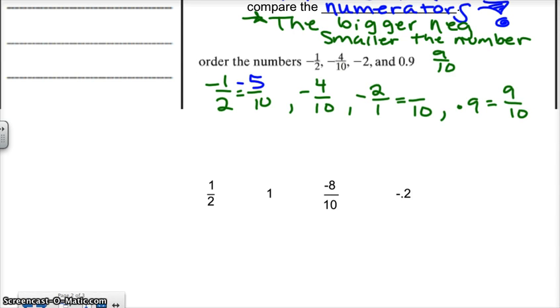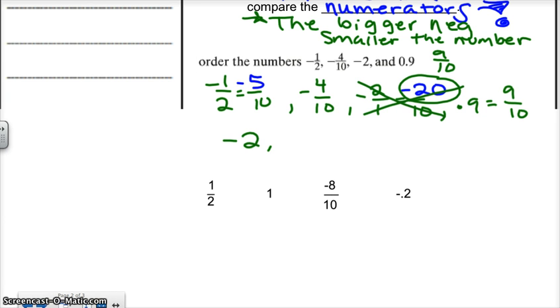1 times 10 is 10. Negative 2 times 10 is negative 20. And that one's already done. So now I'm looking for the biggest negative. The biggest negative is the smallest number. Negative 20, right? Negative 20, though, was given to me as negative 2. So I have to put negative 2 down. I have to put it the way I found it.